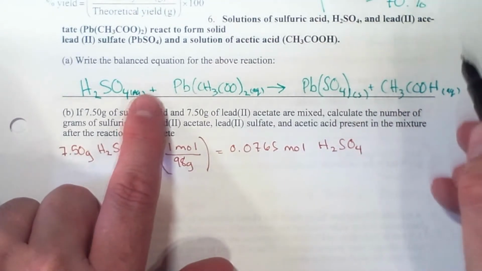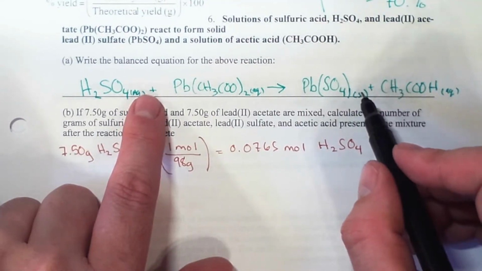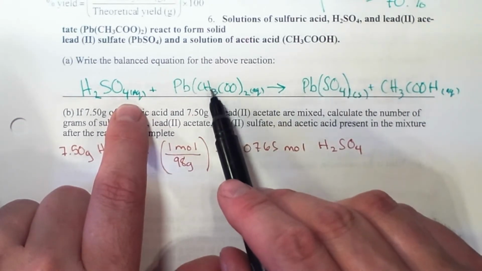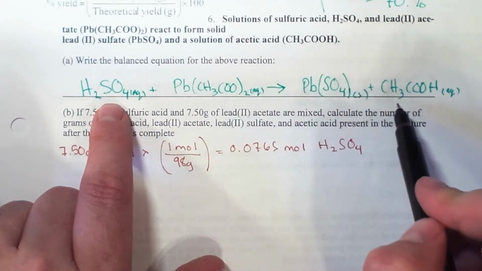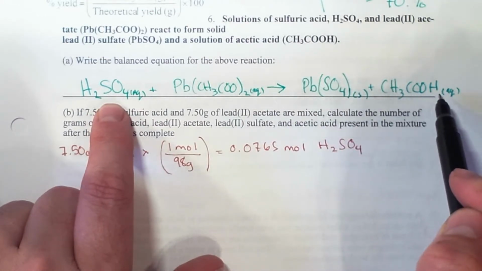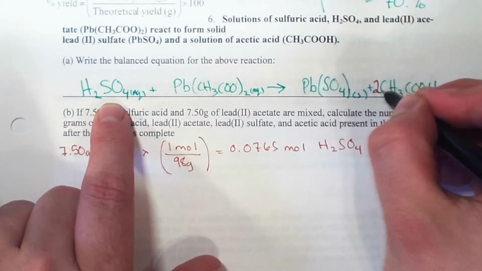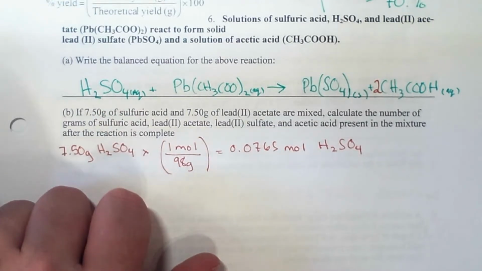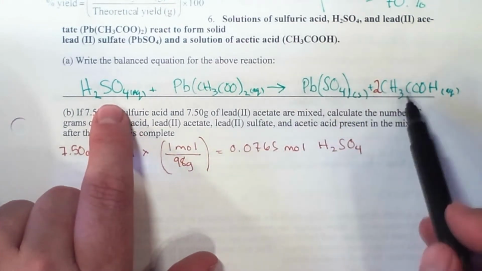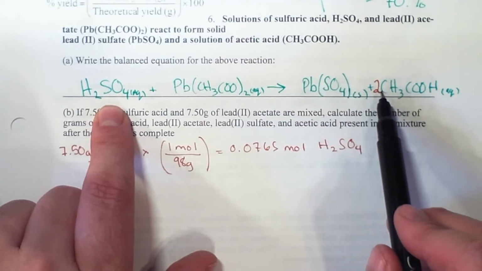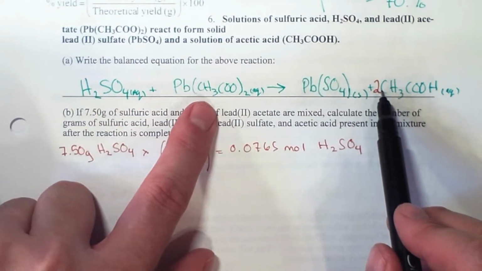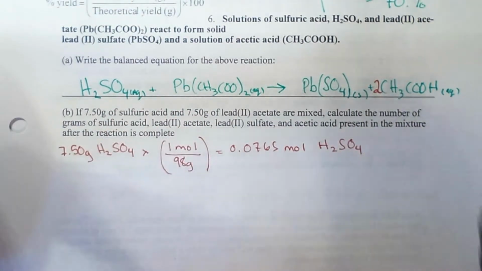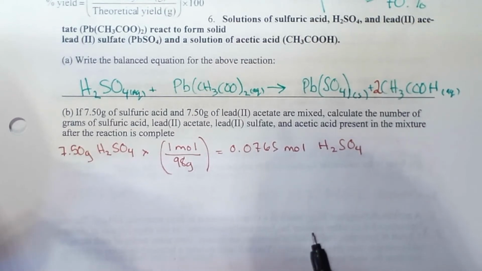Before we go too far, we should make sure we balance. I have 1 sulfate, 6, 7, 8. 2 acetates. I think 2 acetates here. And we're good. 6, 7, 8, 8, 4 carbons, 4 carbons, 1 lead, 1 lead, 1 sulfate, 1 sulfate. Yeah, we're good. We always need to make sure we check our balancing before we go too far.